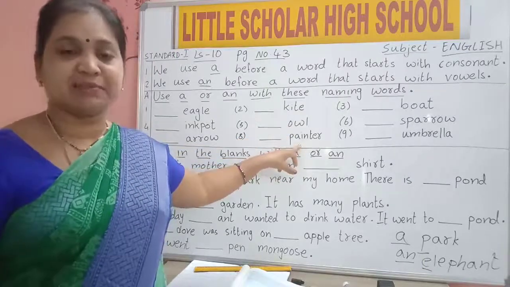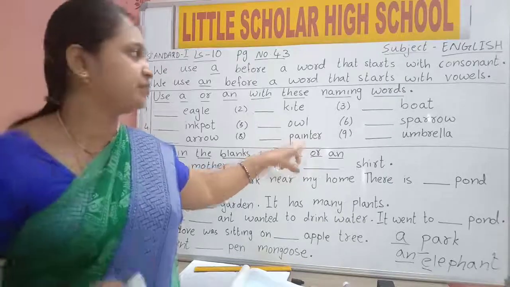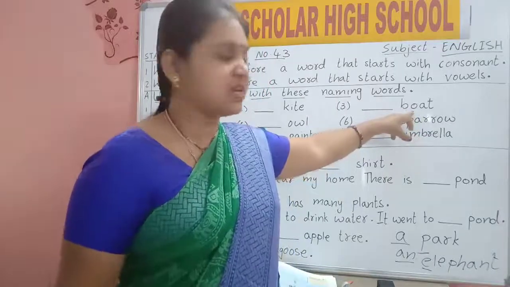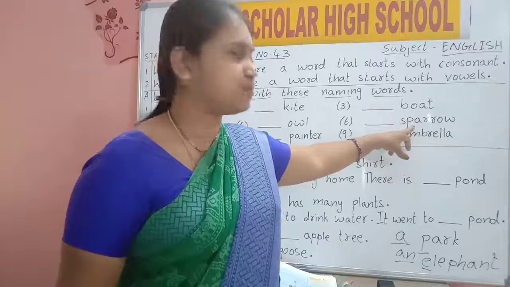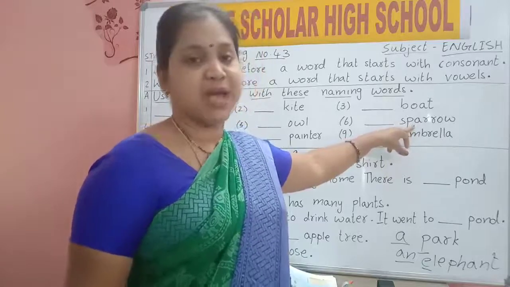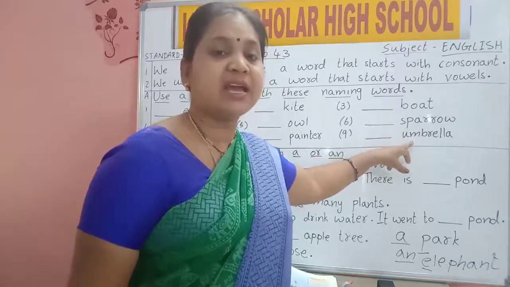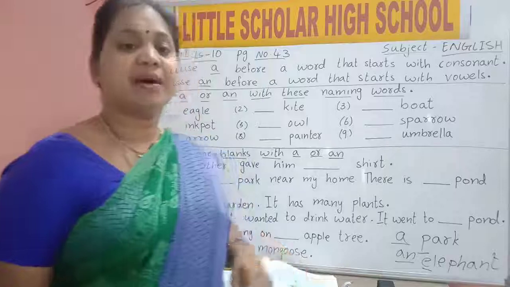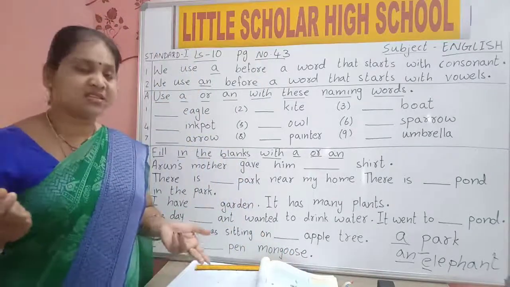P-A-I-N-T-E-R, painter. Painter means one who paints. One who paints is known as painter. B-O-A-T, boat. We can see boat in sea, no water. S-P-A-R-R-O-W, sparrow. Name of the bird. U-M-B-R-E-L-L-A, umbrella. Umbrella is the name of the thing we use when it's raining.